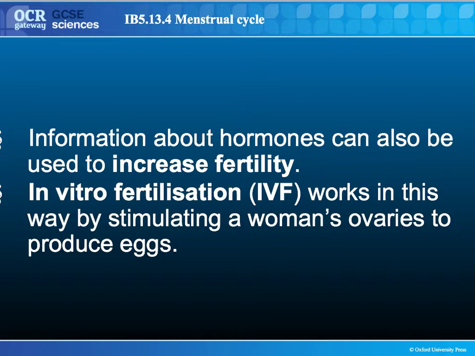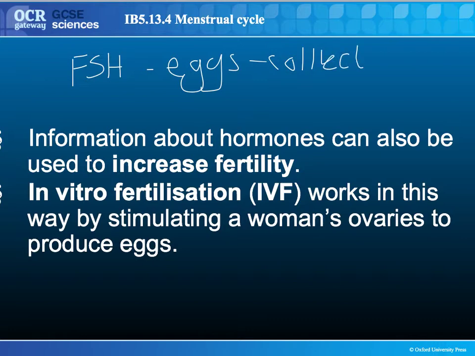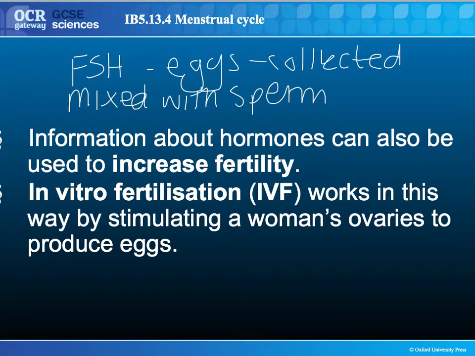So the way that this is carried out is that the woman is injected with FSH. This stimulates the ovaries to produce eggs, which are then collected and mixed with the man's sperm in glass, in vitro. Now, to maximise the success of this procedure, the sperm from the male are analysed and they select the healthy ones and inject them directly into each egg.